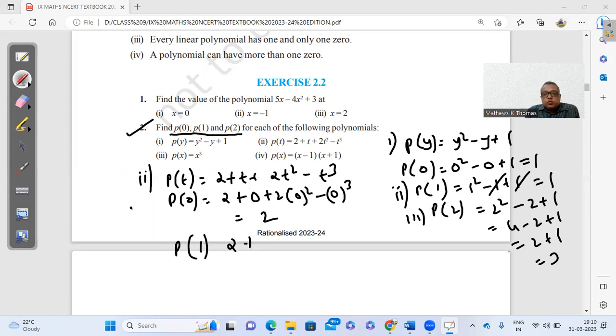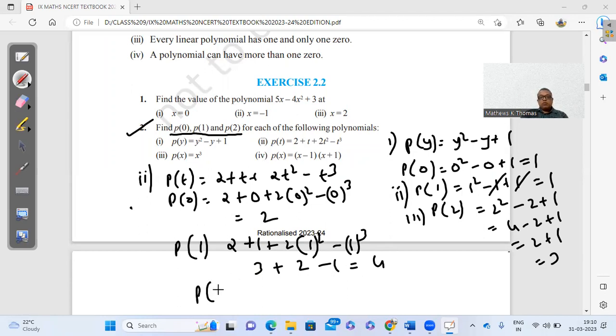Next one, we are going to put the value of t as 1. So this is going to become 2 plus 1 plus 2 into 1 square minus 1 cube. So 2 plus 1, 3, 3 plus 2, 5, minus 1, so this is going to become 4. Next, we are going to find out the value of P2. So P2 will become 2 plus 2 plus 2 into 2 square minus 2 cube, right? What have we done? We are putting the value of t as 2. So this is going to be 2 plus 2, 4. 2 square is 4, 4 twos are 8, minus 2 cube is 8. 8 and 8 get cancelled and we get 4.